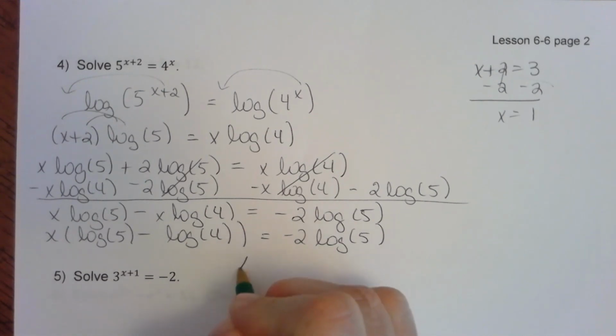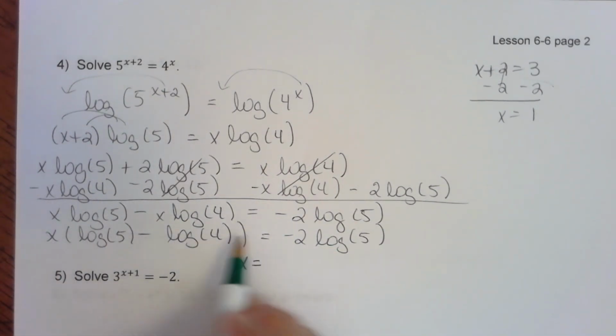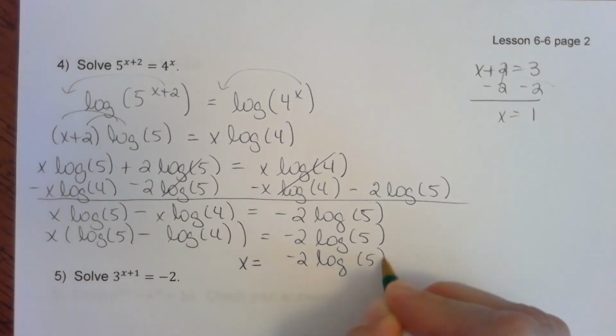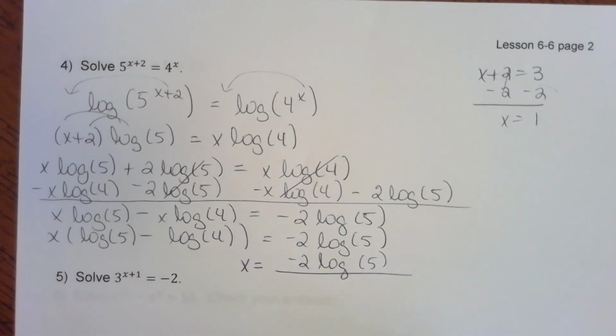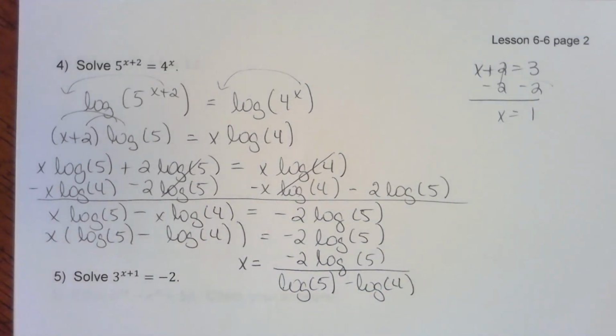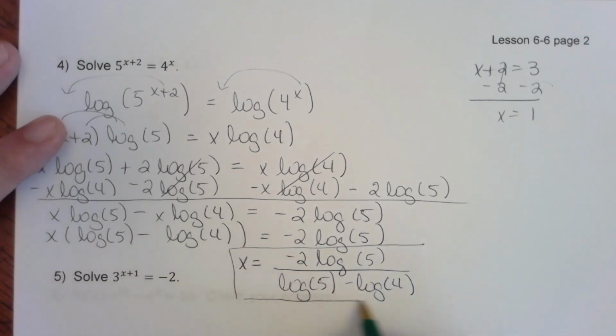I'm out of room, so I'm just going to write down what the answer is. If we divide this on both sides, we have negative 2 log of 5 all over log of 5 minus log of 4. This will be your exact answer.